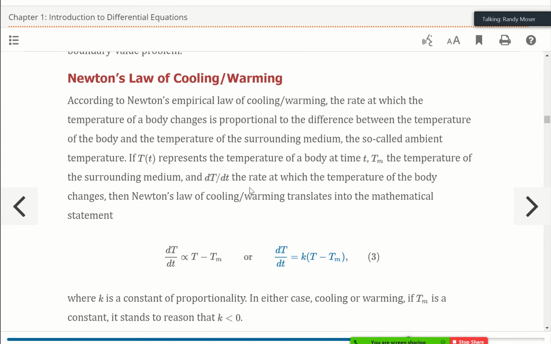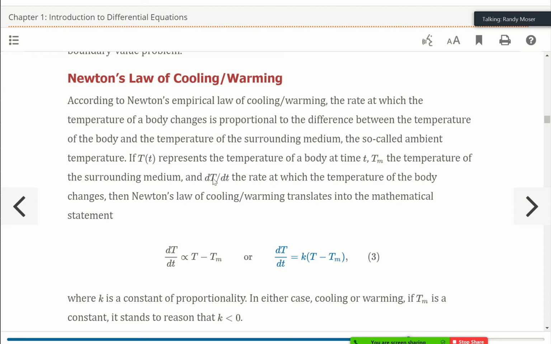The next model we'll look at is going to be Newton's law of cooling or warming. Suppose that T of t represents the temperature of a body at time t. T sub m is the temperature of the surrounding medium. So T sub m is kind of like the ambient temperature in which the thing is housed, if you will.